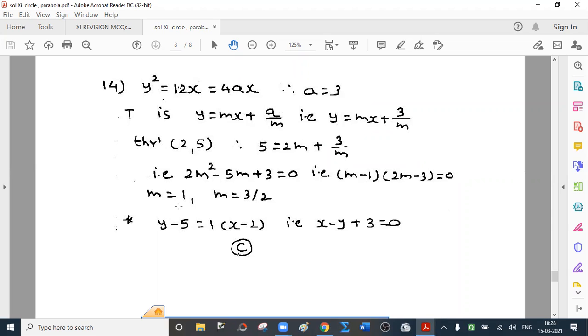Now the tangents have slopes 1 and 3 by 2, and the tangents pass through (2, 5). So y minus y1 equal to m into x minus x1. x minus y plus 3 equal to 0. This equation is given. So the correct option is C. You will ask me why not to check for 3 by 2. Because only one option is correct and we have got the correct option.